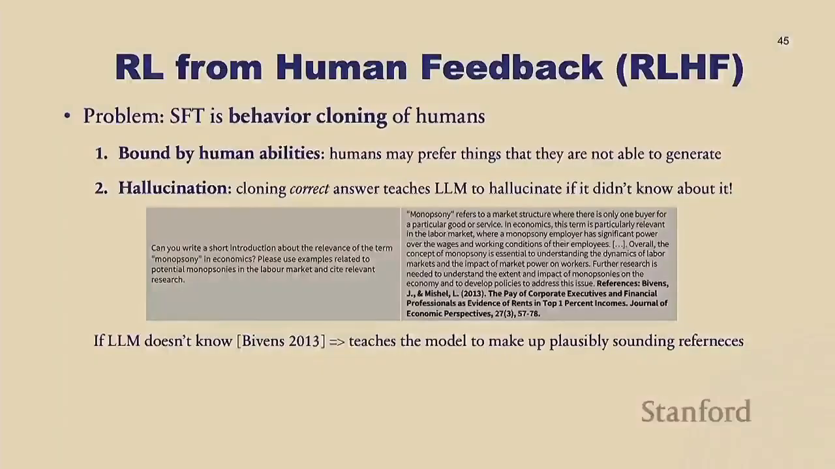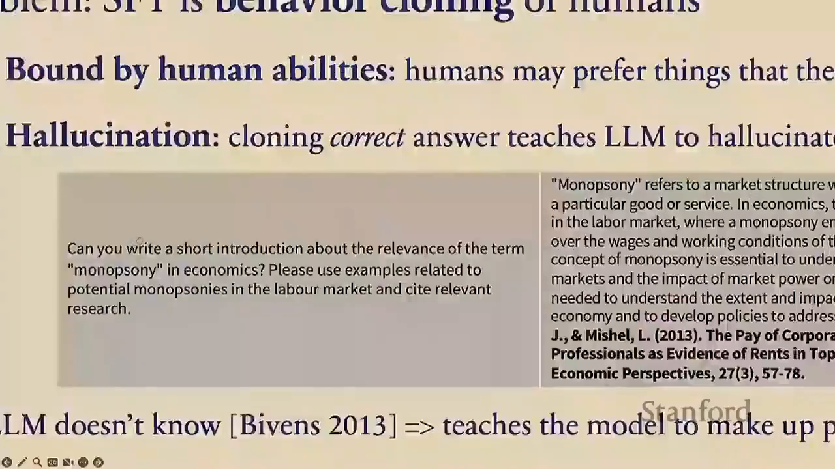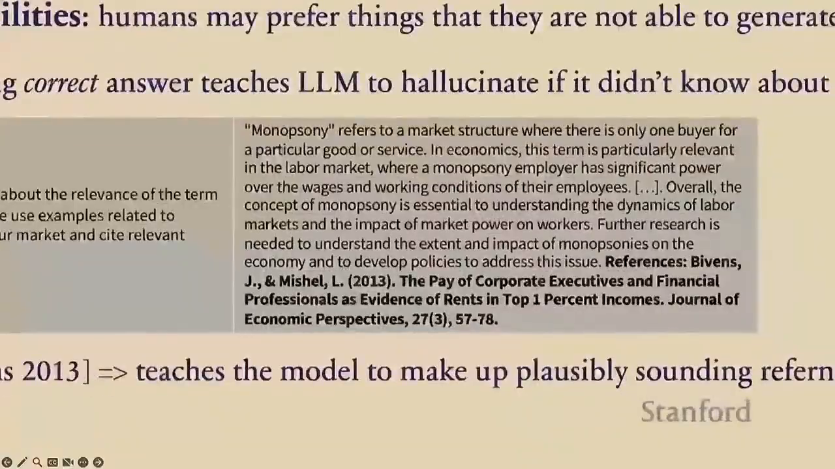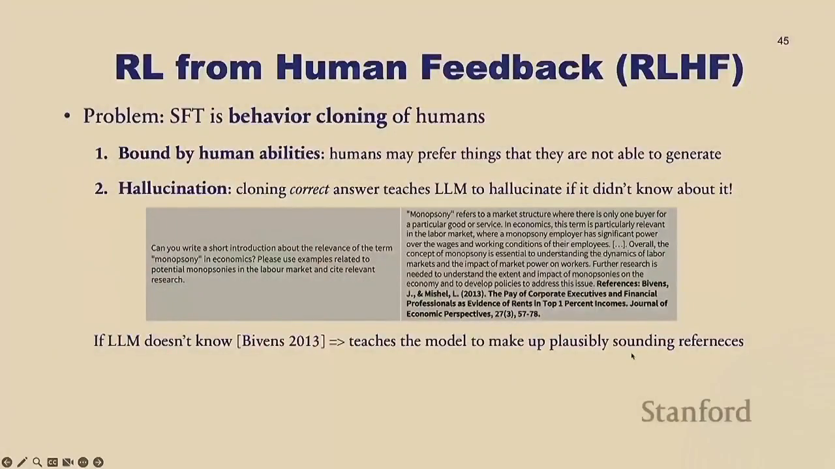Just to give you a very concrete example, if we go back to this monopsony example, can you write blah, blah, blah about monopsony? Imagine that the human wrote a reference to a book. And that book might exist. That might be a correct reference. But what if the LLM never saw this reference during pre-training? Then it doesn't know that it's a correct reference. So really what you tell the model is to make up some plausible-sounding reference rather than actually give the real reference that it saw during pre-training. So hallucination might be caused by this SFT. That's problem number 2. Does that all make sense?